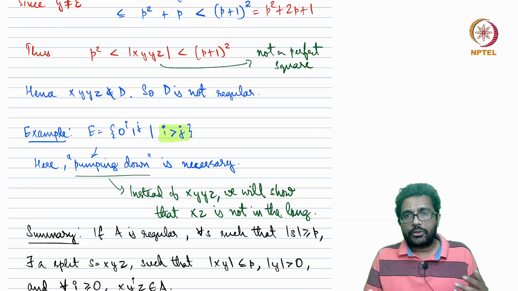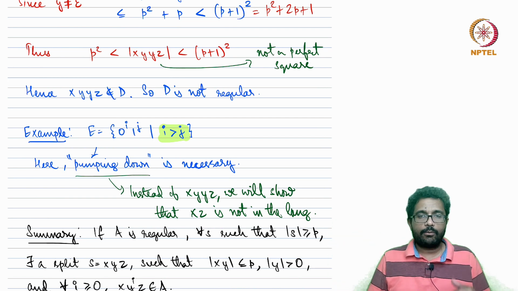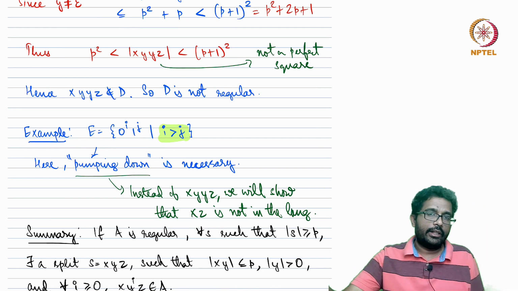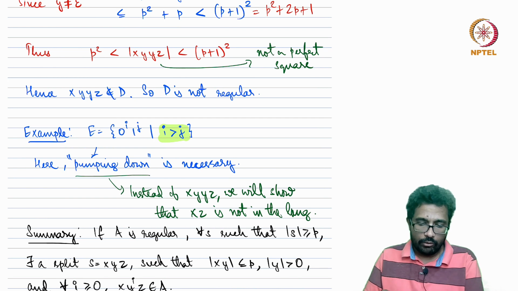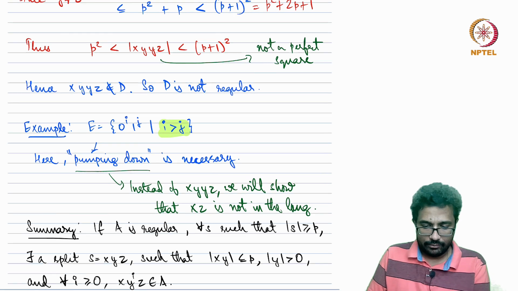So xz is also xy^i z, where i is equal to 0. So instead of pumping up, meaning adding more copies of y, we are pumping down, removing the existing copy of y. So this is why this example will be interesting. You can try it out.